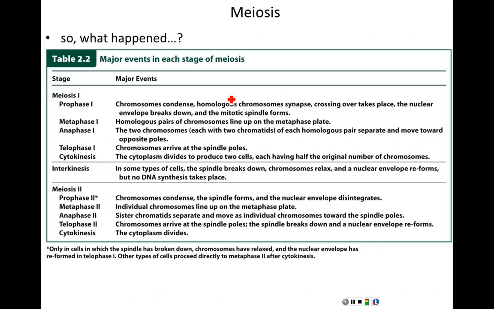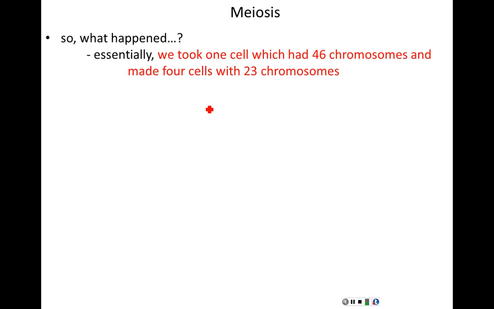So what just happened? Well, another good study guide, Table 2.2 from your textbook, breaks down each of the phases of meiosis, both meiosis 1 and meiosis 2, and tells you what occurs in each of those phases. Prophase 1 refers to the synapsis and crossing over, reminding you that occurs in prophase 1. I highly recommend you make use of this study guide as a resource.